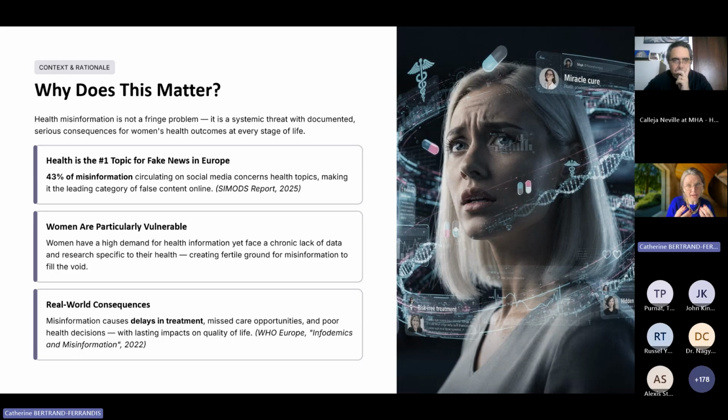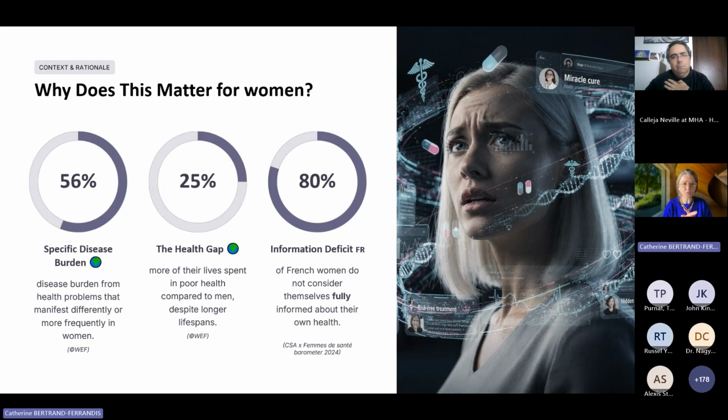We had the feeling that women were particularly exposed to this, but we wanted to put some numbers and some facts on this. We knew that there are real consequences in the world on health, and we wanted to see what was different for women. So you will see on my screen that you have a little planet when it's global numbers. You can see here with a specific disease burden, a little planet. And when it's French data, it should be a little flag, but it's FR.